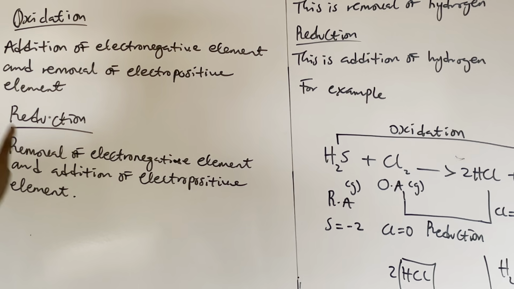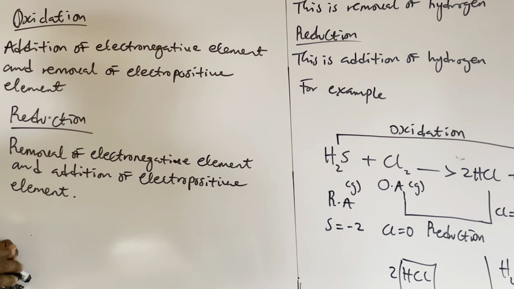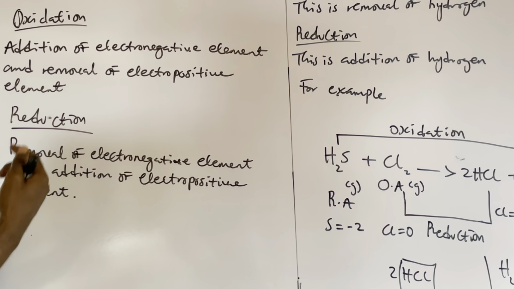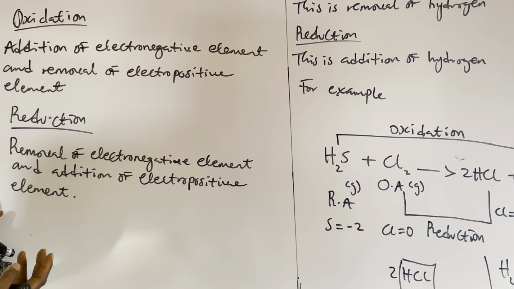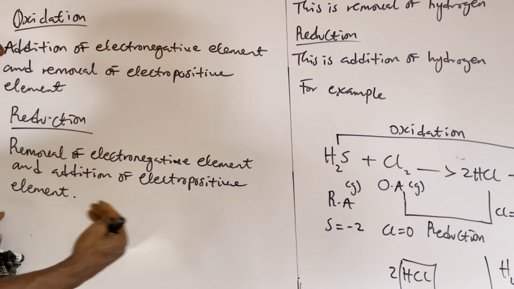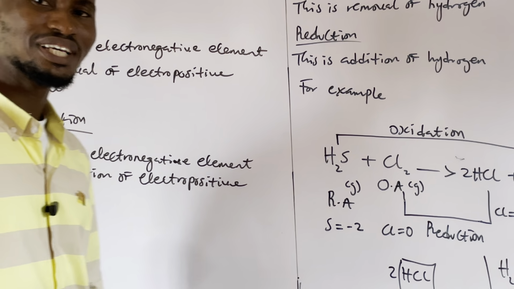I want you to grasp this definition before we continue. Let me repeat it again. It says that oxidation is addition of electronegative element and removal of electropositive elements. I believe you know what electronegative elements are. Electronegative elements are elements that are negatively charged. Remember you did ions, right? Ions are elements that are either positively or negatively charged. And we have two types of ion: cation and anion.